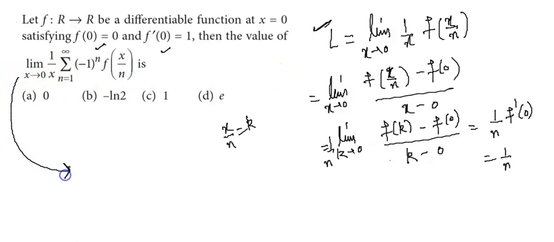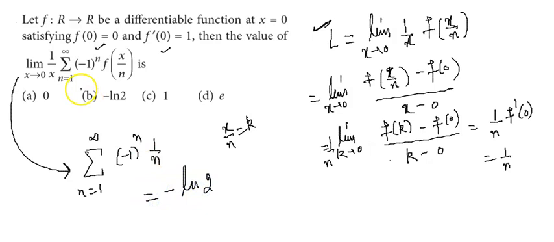So it would be the summation of n goes from 1 to infinity of minus 1 to the power n, 1 by n. This is nothing but minus log 2. So B should be the correct answer to this question. Okay, so let's move on to the next question.